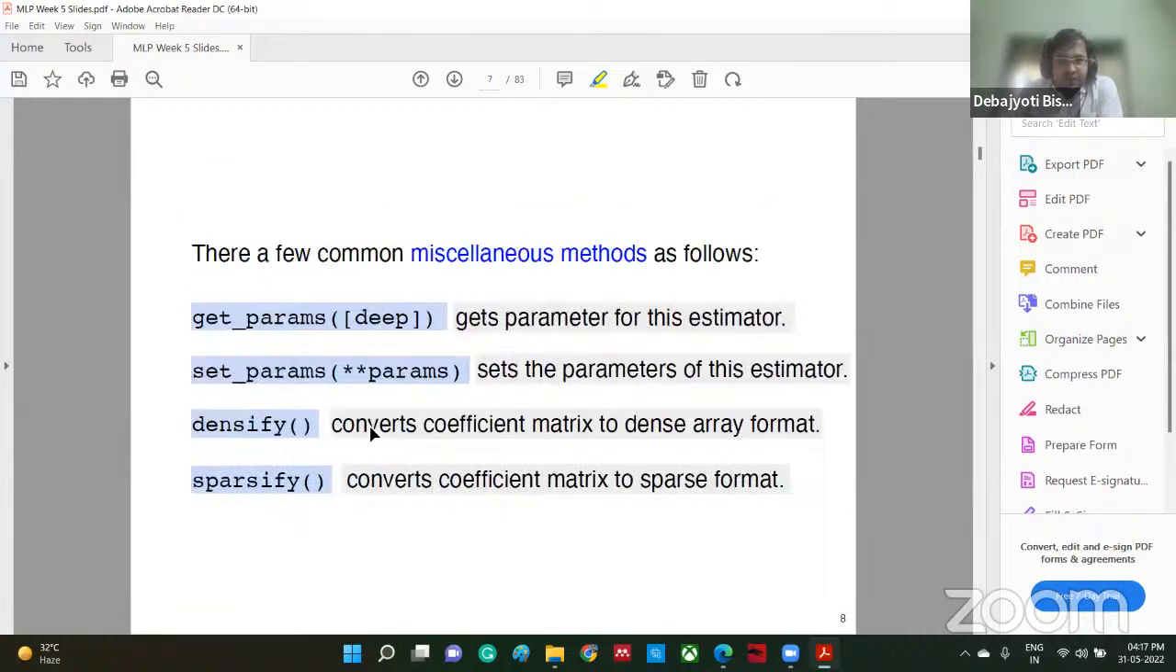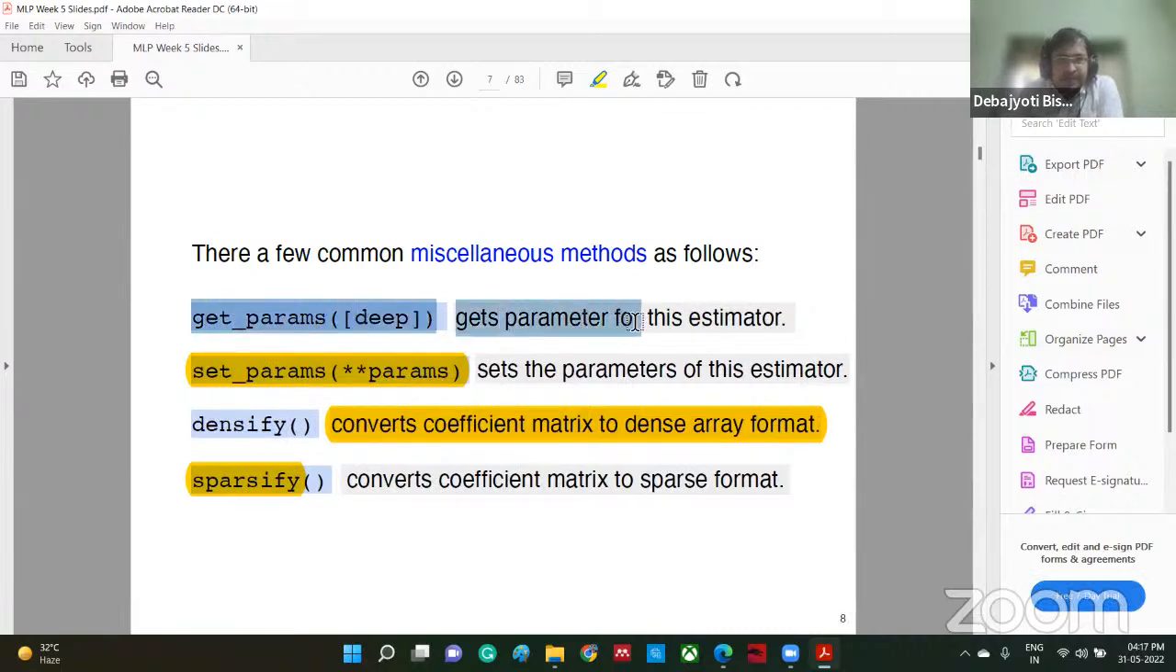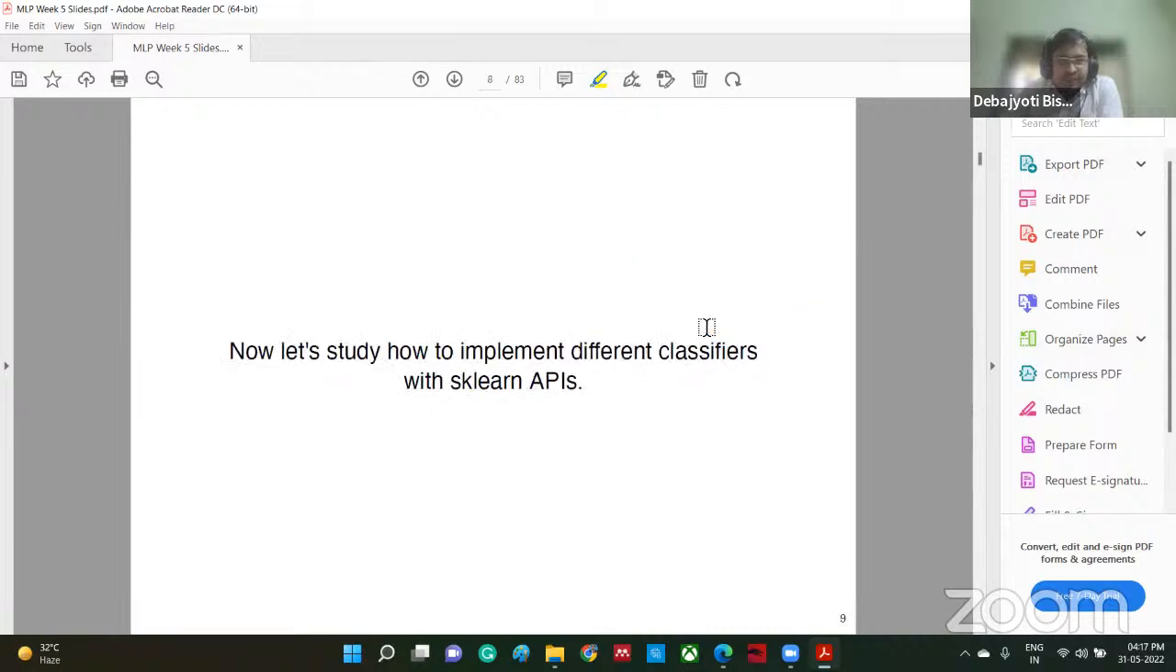Then there are a few common miscellaneous methods. These may not be that important, but still there is sparsify, which converts to a sparse matrix format, and densify, which converts to a dense array format, and so on. Then get_params, which may be a little relevant, gets the parameters for the particular estimator.